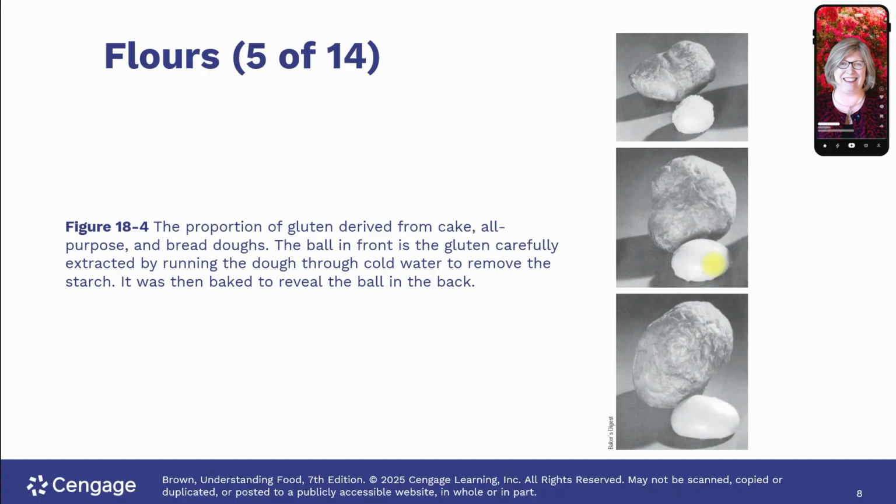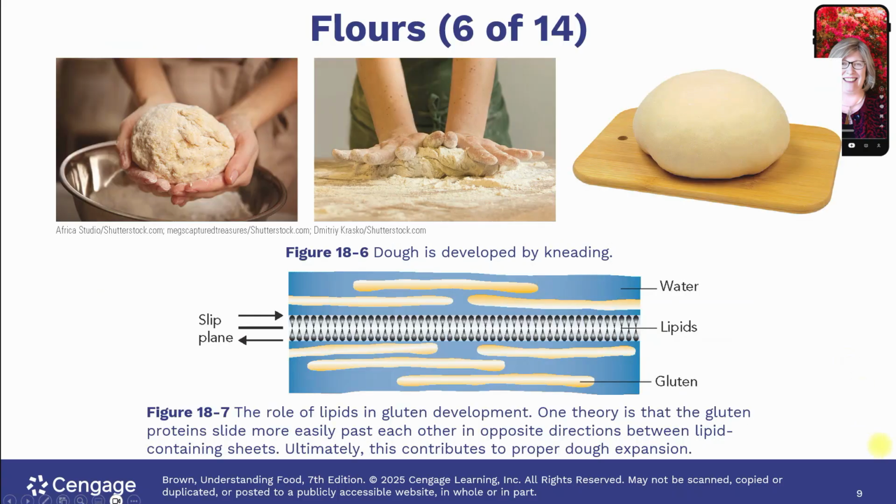They ran it under cold water for some time, and the starch separated from the protein. Here's a little bit more information about how the dough is developed by kneading. So you have the gluten here, you have the water here, the lipids are in the center, which we would call here the slip plane. And you see they take the dough mixture and then start applying pressure through kneading. You'll learn more about kneading, perhaps in your lab, but as we go along, you'll learn more here.